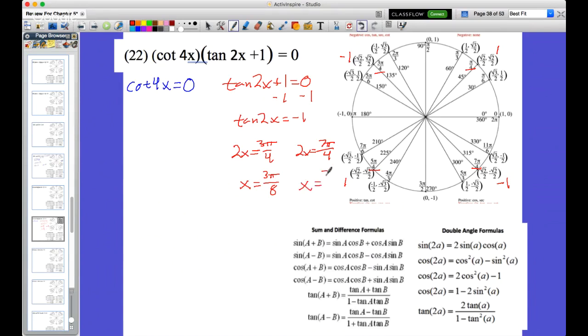And 7 pi over 8. Now, again, that happened just by multiplying by the reciprocal, which canceled out these 2's. And same here, multiplying by the reciprocal. Now, let's look at cotangent of 4x is equal to 0.